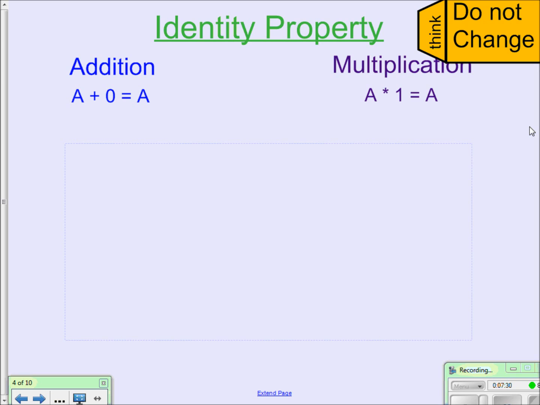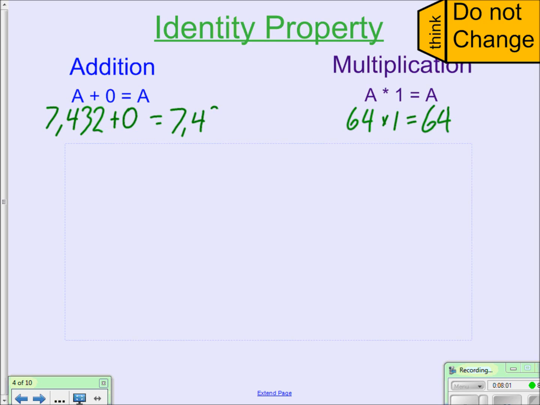Multiplication, A times 1 still equals A. I can put any number in there, right? 64 times 1 is still 64. That was why 1s were the easiest ones for multiplication. Maybe 0, then a little bit easier. But you do not change when you multiply by 1. Same thing when you add 0. 7,432 plus 0, well, that's easy. It's 7,432. It does not change, right?